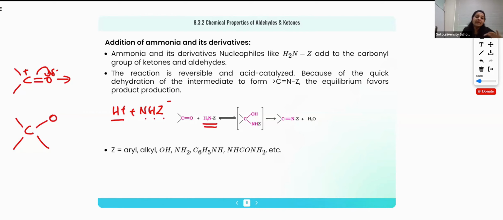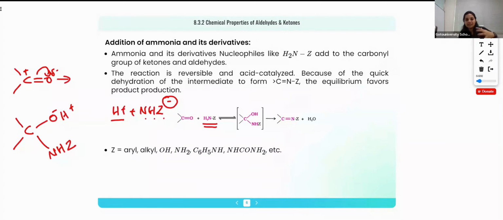Then automatically this NHZ will move to the carbon atom. Why? This is negative, so it will be attracted to the positively charged carbon. So you will get NHZ here. And this oxygen is connected. This one has a negative charge, so this hydrogen will come there. It will form OH. This one. Okay. Then what will happen?